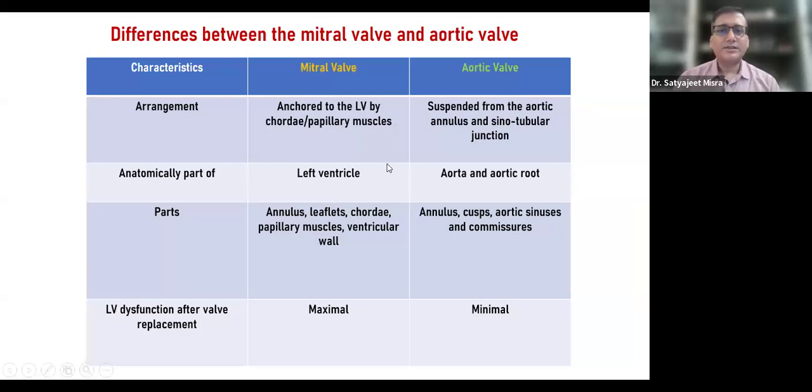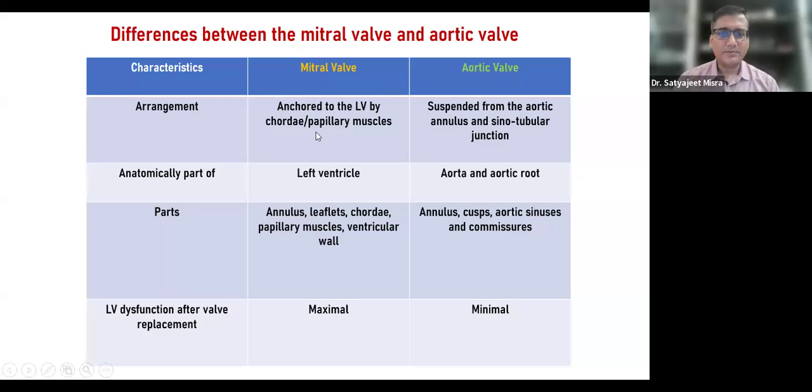Now, when we look at the essential differences between the mitral valve and the aortic valve, if you look at the arrangement, the mitral valve is basically anchored to the LV with the help of the chordae tendineae and the papillary muscles, whereas the aortic valve is basically suspended from the aortic annulus and the sinotubular junction. If you just think, there are no attachments of the aortic valve onto the LV. So anatomically, the mitral valve is as much a part of the left atrial annulus as it is that of the left ventricle, whereas the aortic valve belongs more to the aorta and the aortic root.